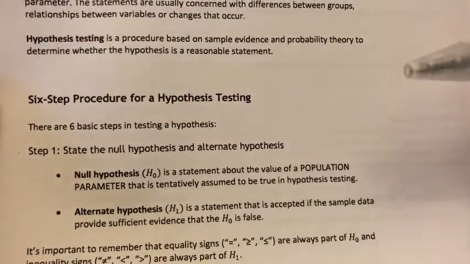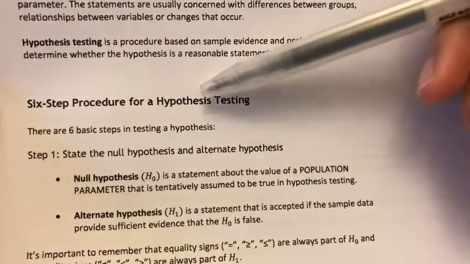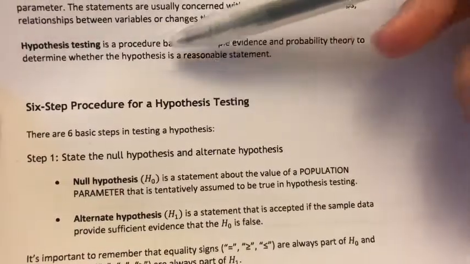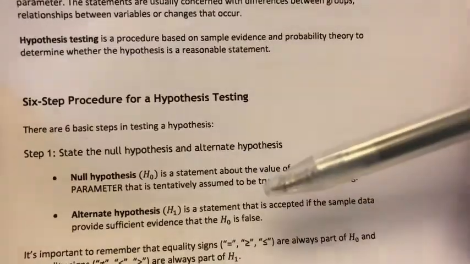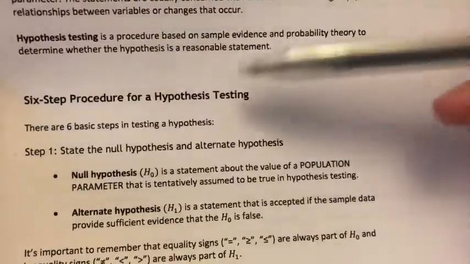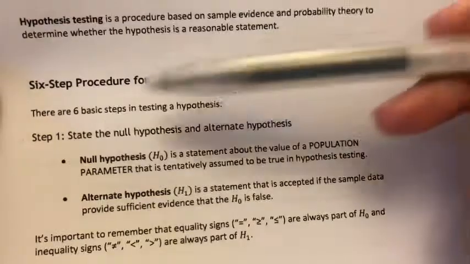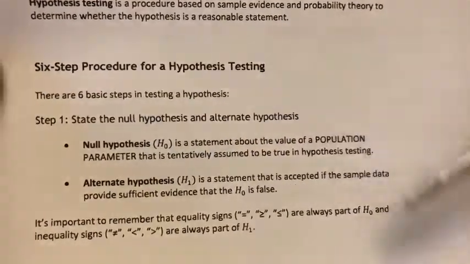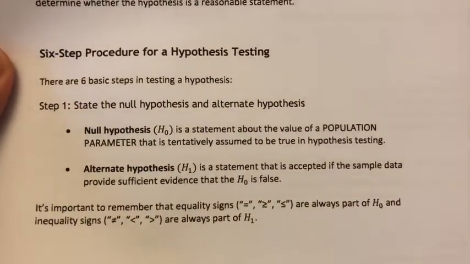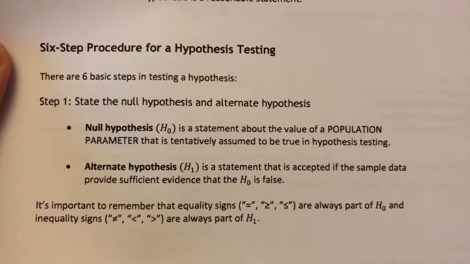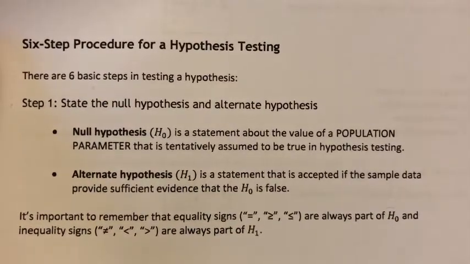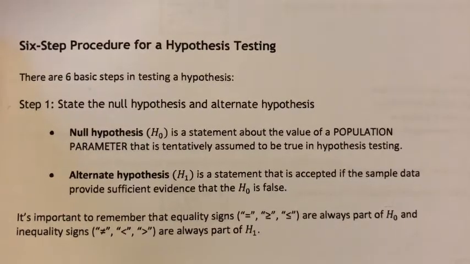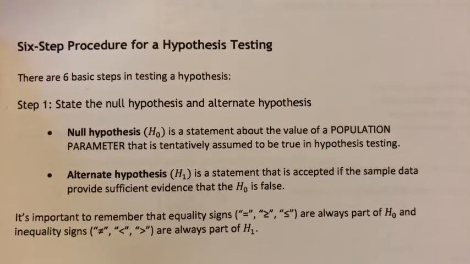Let's take a look at how to conduct a hypothesis testing. As mentioned before, it is a procedure based on sample evidence. Therefore, there are steps to take in order for us to conduct a hypothesis testing. There are generally 6 basic steps to do so. Let's look at the steps one by one. Step number 1. Before we can conduct a hypothesis testing, we need to come up with a hypothesis first. That is, we have to have a statement. Otherwise, there's nothing to be tested, right?